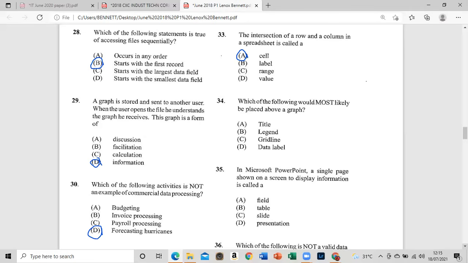Which of the following would most likely be placed above a graph? Is it the title, legend, gridline, or the data label? Now, every graph would have a title, definitely. So 34 would be A.